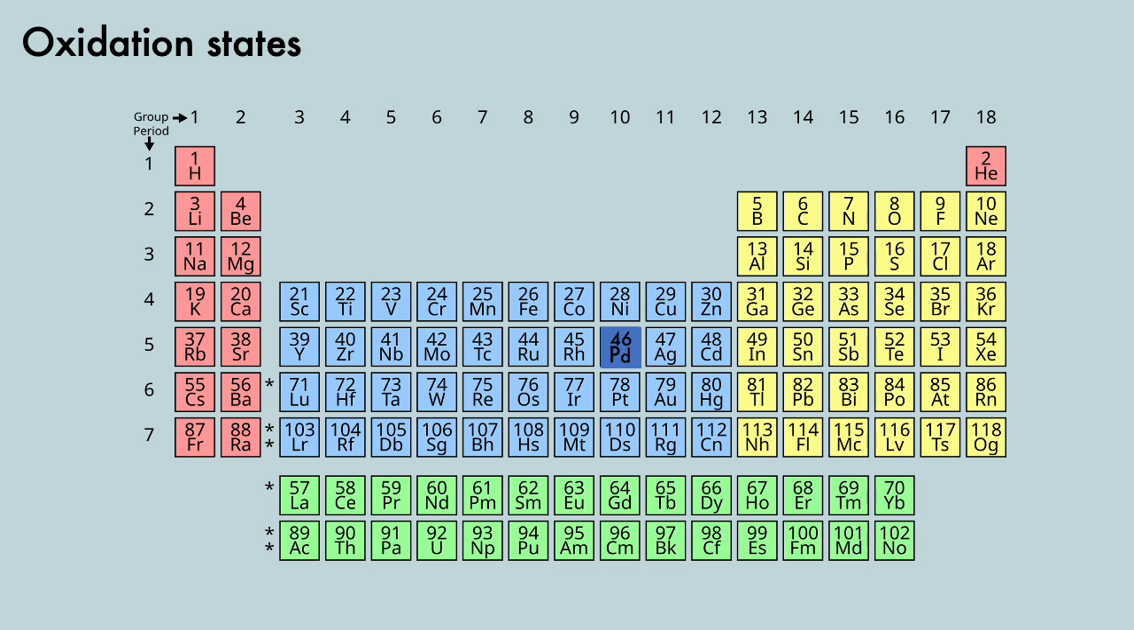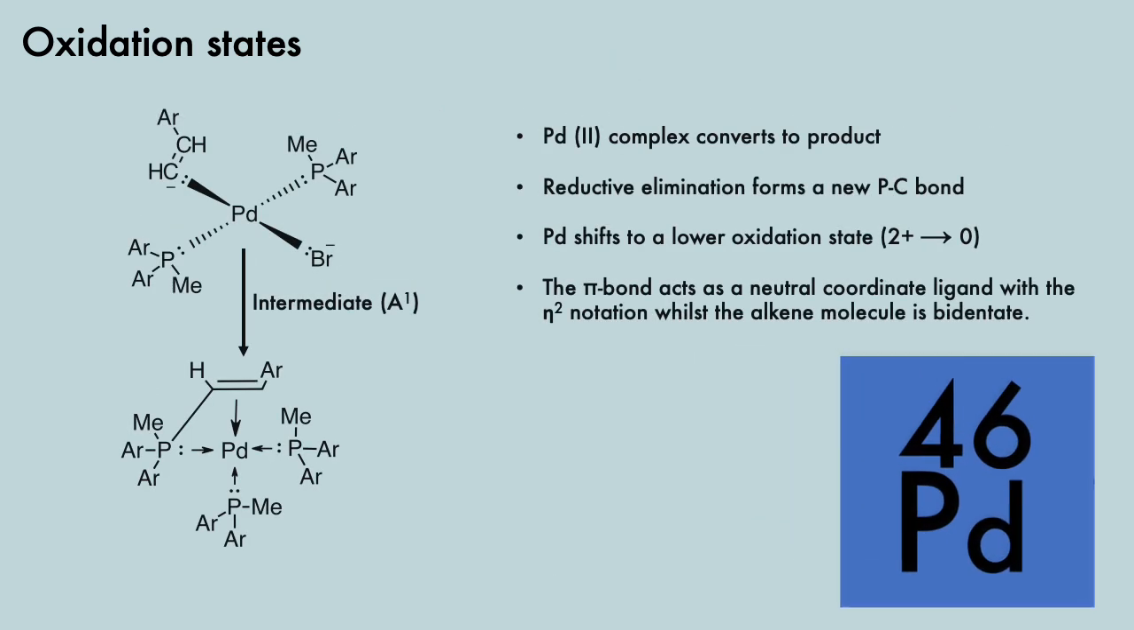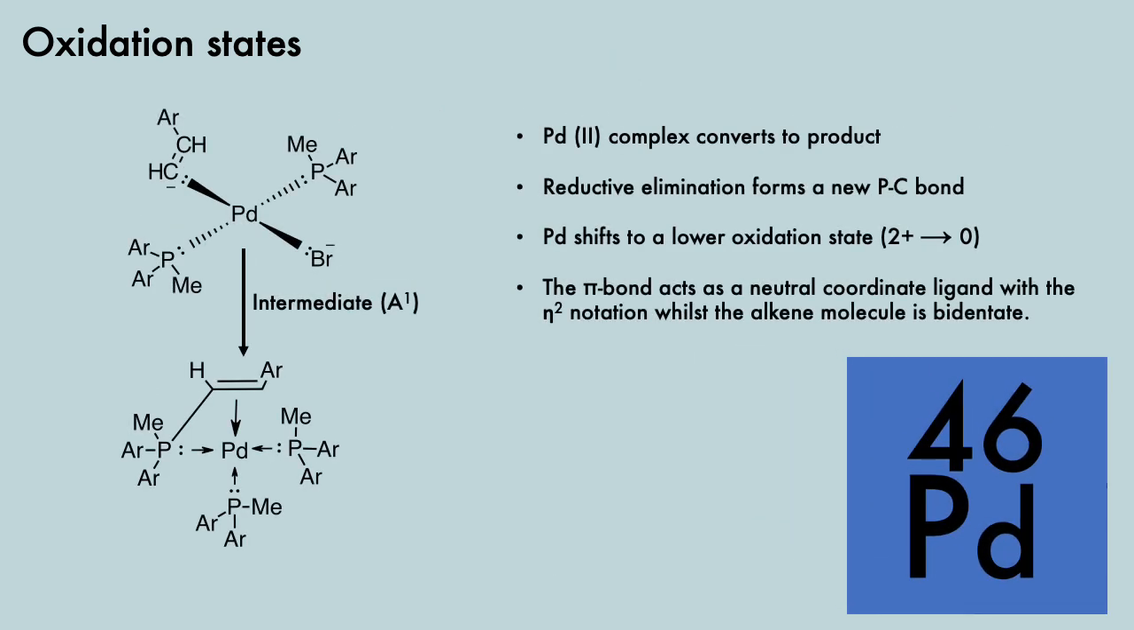Here is palladium on the periodic table. This will help you work out the oxidation state. Palladium(II) complexes convert to product. Palladium shifts to a lower oxidation state, from 2+ to 0. The pi bond acts as a neutral coordinate ligand with the η2 notation, whilst the alkene molecule is bidentate. You can see this on the left.